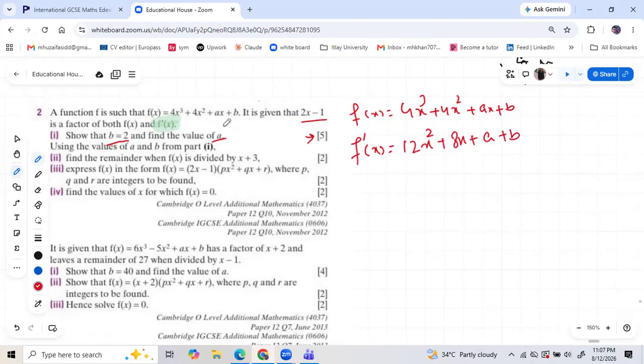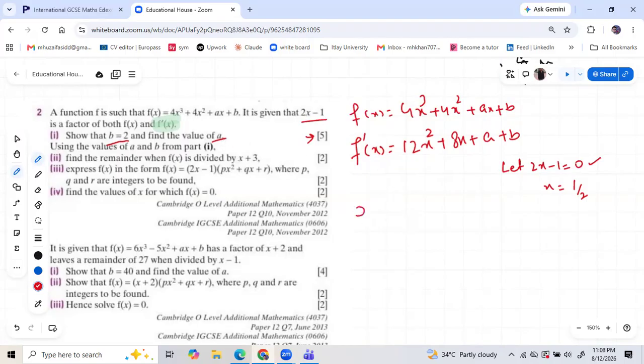So here, our factor is what? 2x minus 1 is equal to 0. So x is equal to 1 over 2. This is given. This is the factor. So we put it in both equations, and after this we can show that b is equal to 2 and find the value of a.